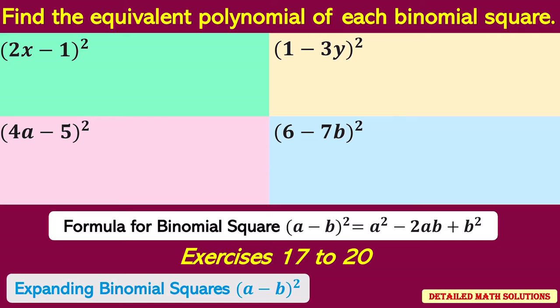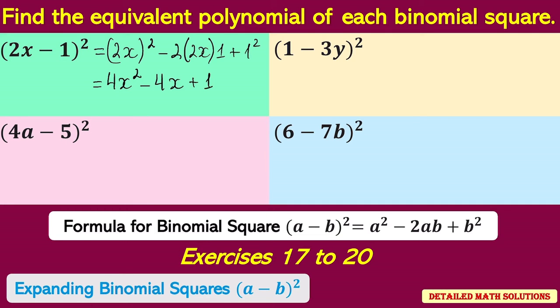In the first binomial, (2x minus 1) squared, 2x corresponds to the a in the formula, and 1 corresponds to the b in the formula. Therefore, when I apply the formula, this equals (2x) squared minus 2 times 2x times 1 plus 1 squared. And when I calculate the exponent, this equals 4x squared minus 4x plus 1.